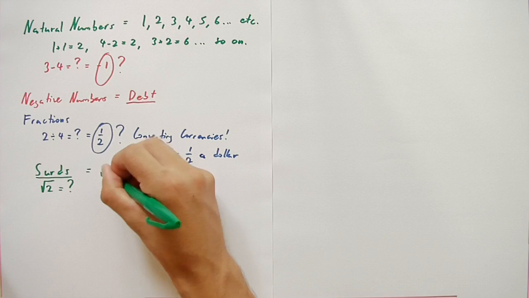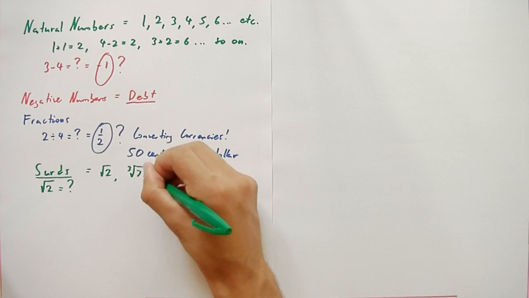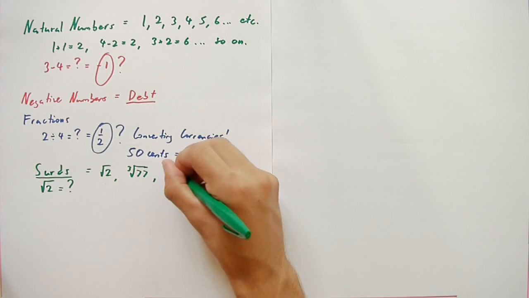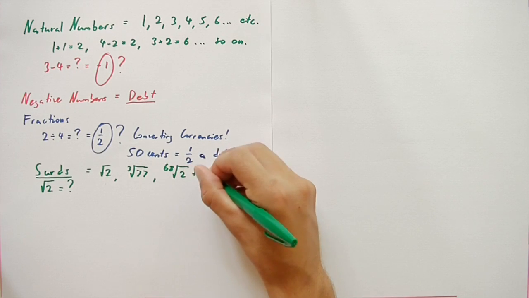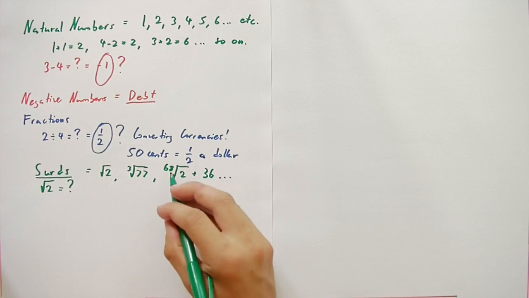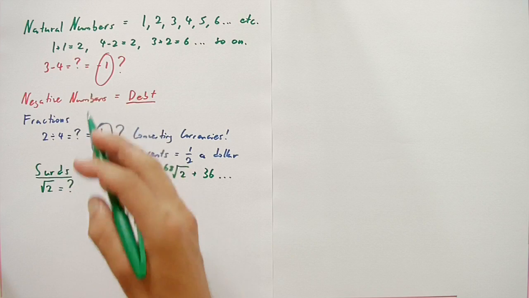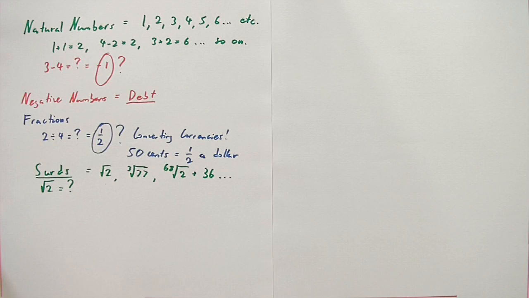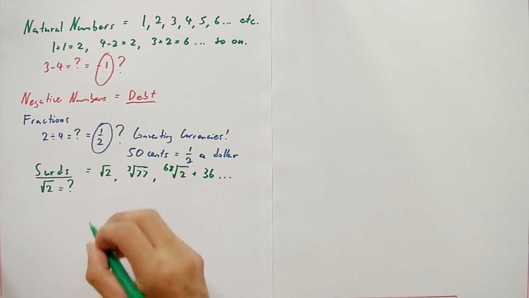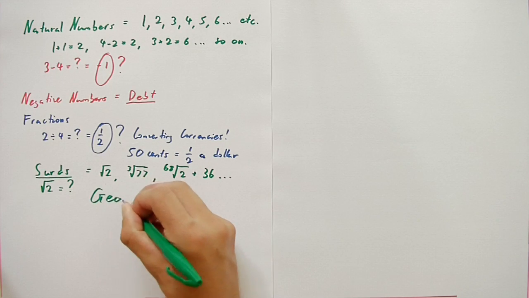So the surds are numbers like the square root of 2, the cube root of 77, the 68th root of 2 plus 36, and so on. Or in other words, they're what you get by mixing the fractions, negative numbers, and natural numbers with things like square roots, cube roots, and any other type of roots. And just like the negatives and the fractions, the surds can be very strange. I mean, you can't have root 2 amount of friends. But they are especially useful in geometry.